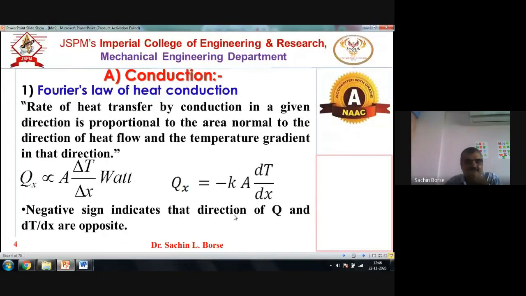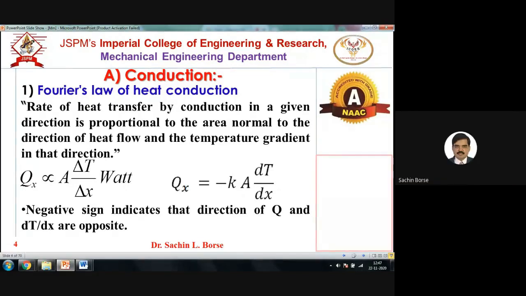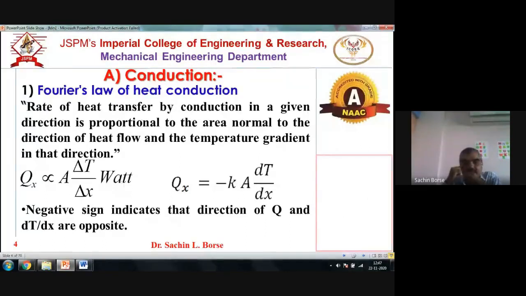Okay. So actually we started with this: in the case of conduction, the governing equation is Fourier's law. It tells that heat transfer by conduction is proportional to the area perpendicular to heat transfer and the temperature gradient dT by dx. When we remove the proportionality sign, the constant of proportionality k comes, and k is a material property. It is constant for a given material, but it is a material property. And the negative sign is used because the direction of heat flow q and dT by dx are opposite. Move to the next slide.